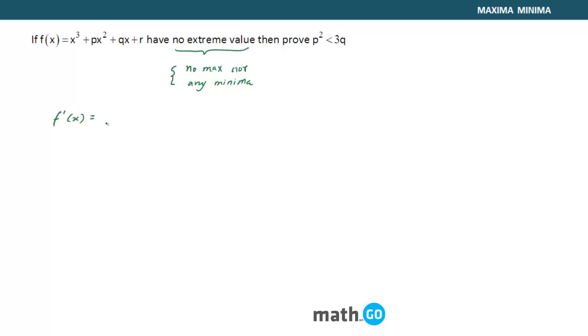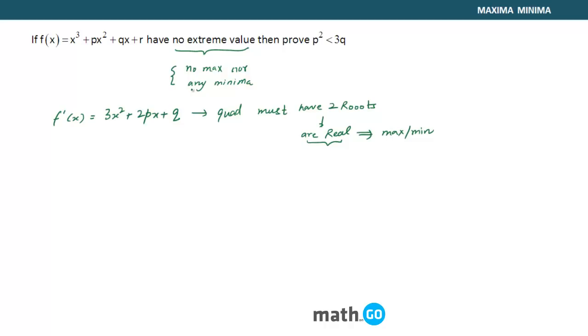We first of all find f dash x. So f dash x is 3x square plus 2px plus q, right? And can you see that this is completely a quadratic equation, and a quadratic must have two roots. If these two roots come out to be real, then we will have what? Maxima and minima. If these are real, that implies we will have maxima and minima in place.